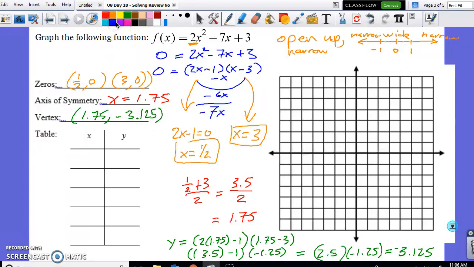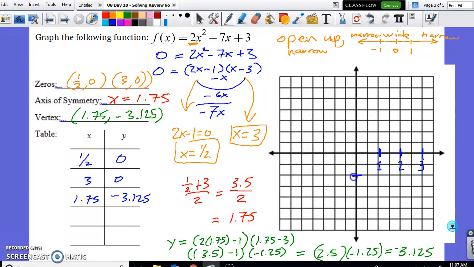So now I have to start the process of graphing this. I have a couple points already: (1/2, 0), (3, 0), and (1.75, -3.125). Go ahead and graph these points first. I have a lot of fractions in here, so I'm going to make my scale go every other box as a unit. So every one line is going to be 1/2 of a unit. And you'll see why.